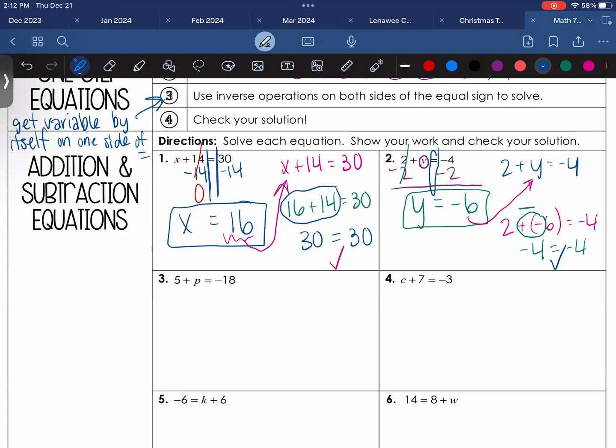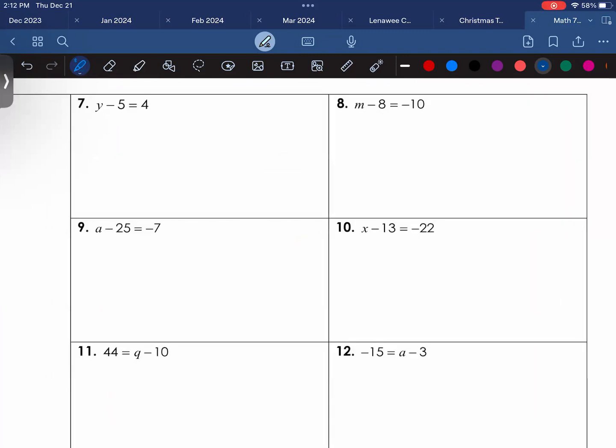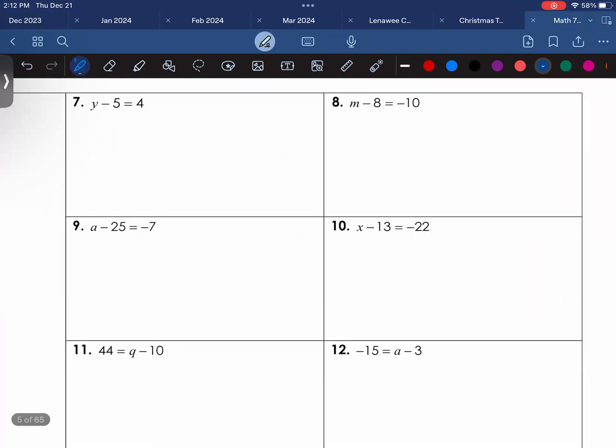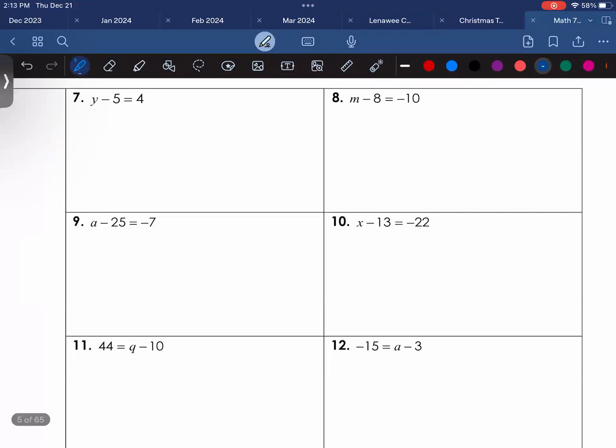All right, we're going to flip onto the back. Let's take a look at number 7. Number 7 says y minus 5 equals 4. The operation happening here is subtraction, or we have a -5, whatever you want to look at it. So we need to add to cancel it out or undo the operation. We're going to add 5 on this side of the equal sign.